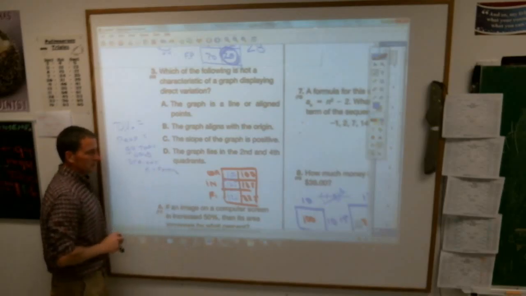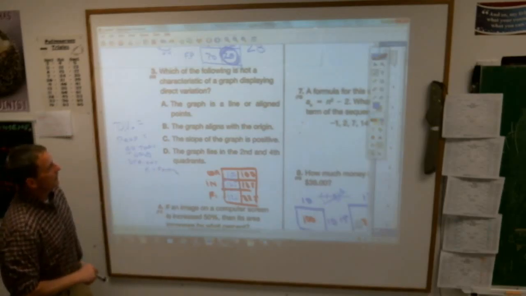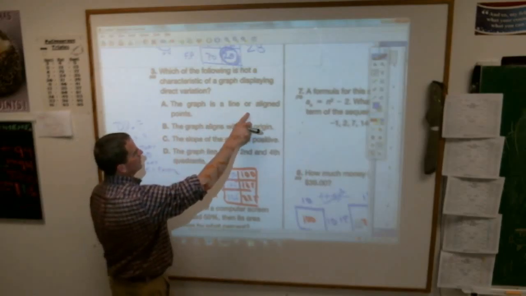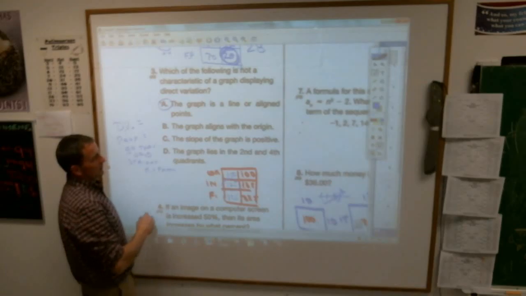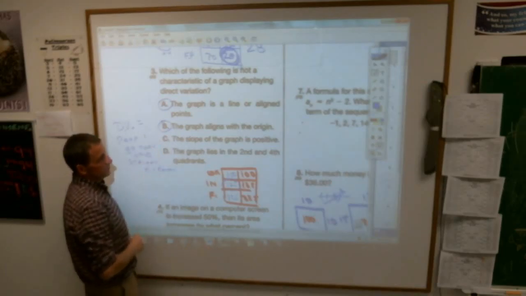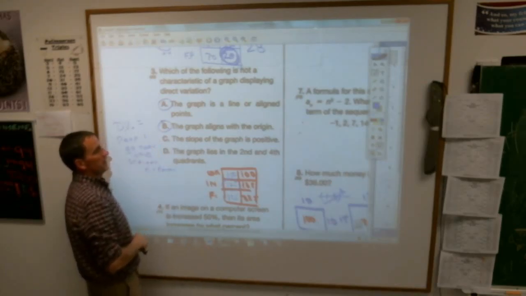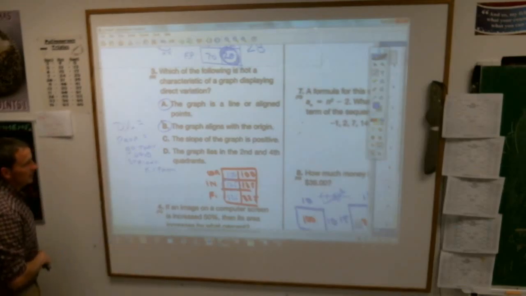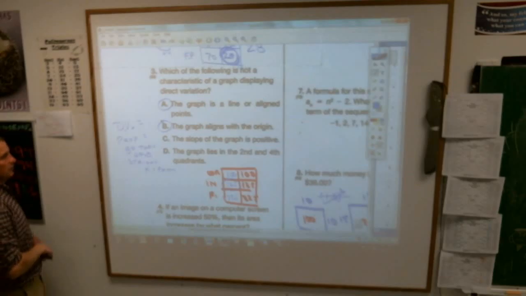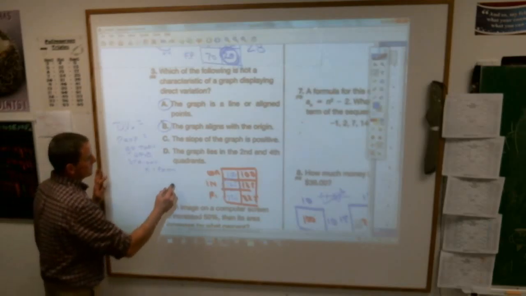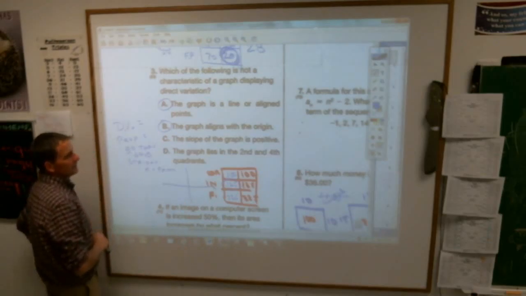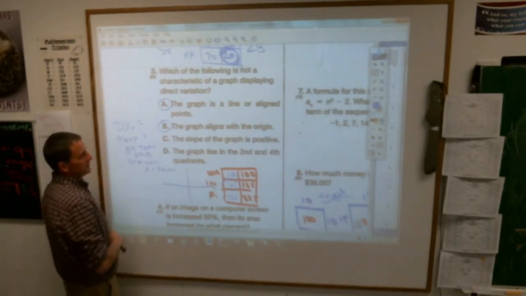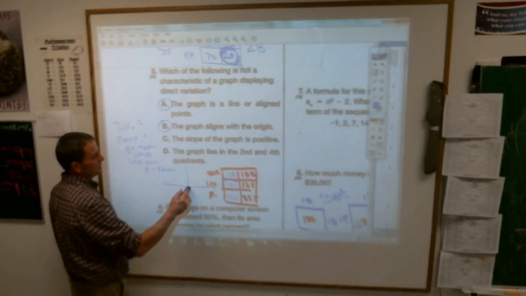So before I look at those, I'm going to make sure those are true. The graph is aligned points. Yes, that has to be true for it to be direct variation. The graph aligns with the origin. That's true. The slope of the line is positive. Did we have to do that? The graph of the line is in the 2nd and 4th quadrants. Let's see here. The slope of the graph is positive. Does that have to be true?